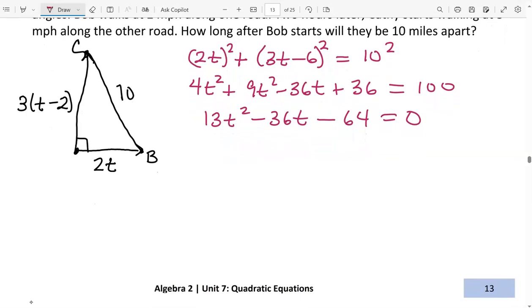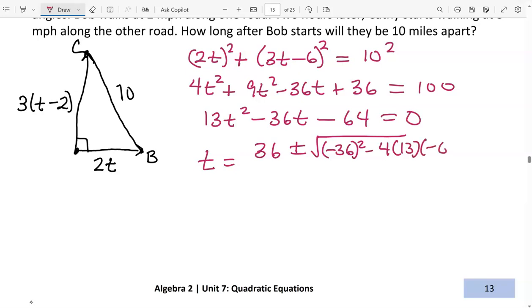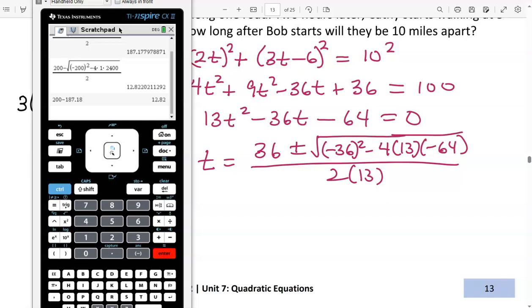So if we solve for t, which is the amount of time after Bob starts, then t is equal to the opposite of b. Remember, don't include the variables with the values of the coefficients here. Opposite of b plus or minus the square root of b squared minus 4 times a times c, all over 2 times a. All of this can be entered in the calculator.